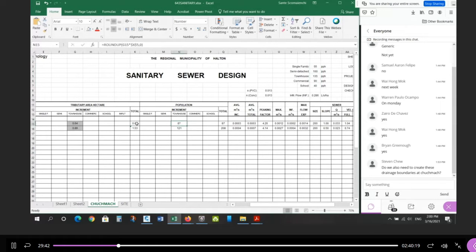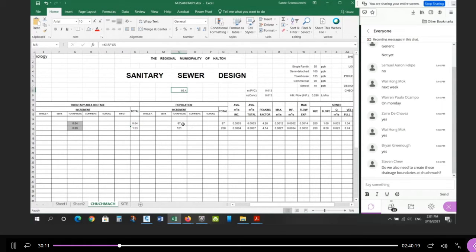So for this, I actually take the area times the townhouse people per hectare. And if I double click here, you'll see the formula, right? I take 0.64 times 135 gives me the population. Now, if you do that, let me show you off to the side here, this is equal to the area times the density. There's how many people: 86.4. There's no such thing as a fraction of a person, so you always round up.